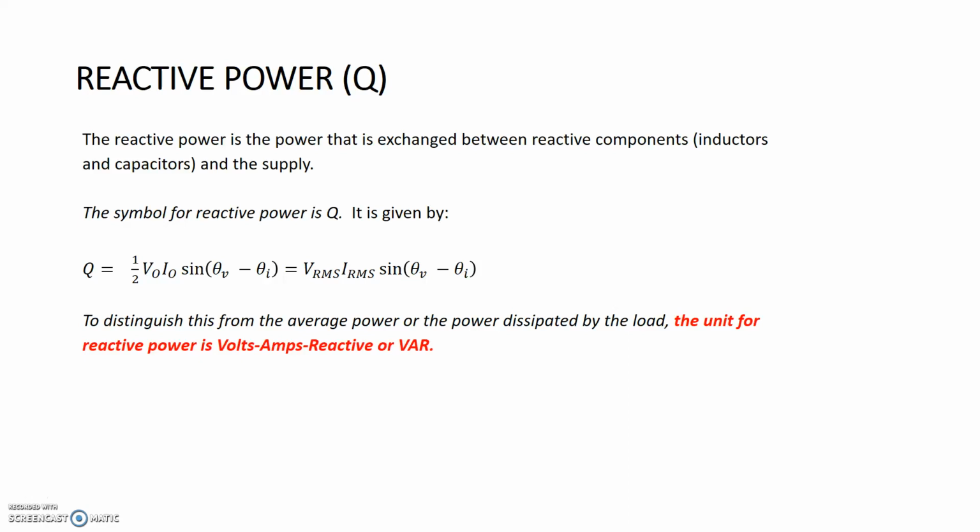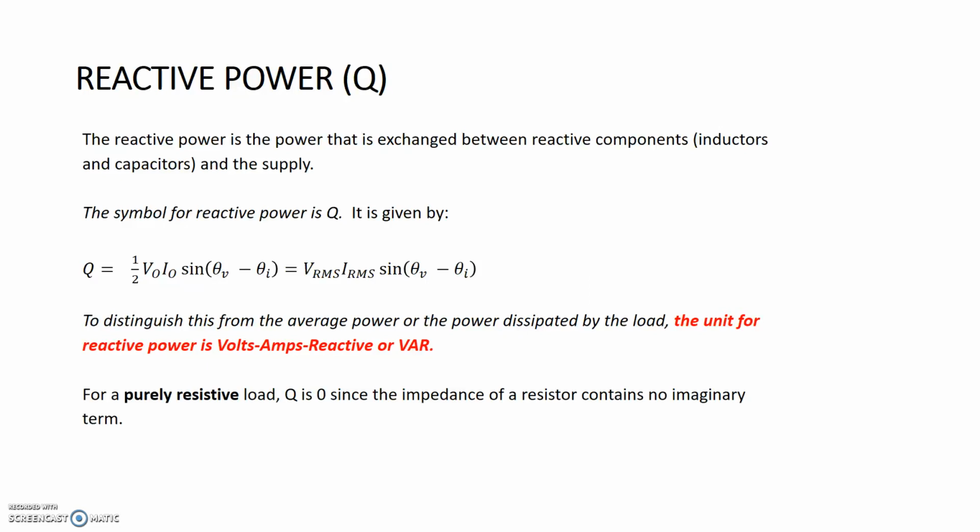Now, in a purely resistive load, which means in the case of an impedance, where impedance is resistance plus j reactance, the j reactance is equal to 0, so the only thing that exists is the resistance. So in other words, the power that's burned is only average power. There's no Q in this case, because there is no imaginary term in the impedance of a resistor.